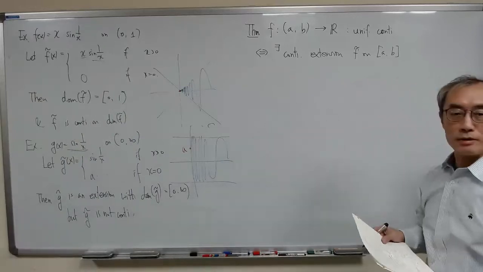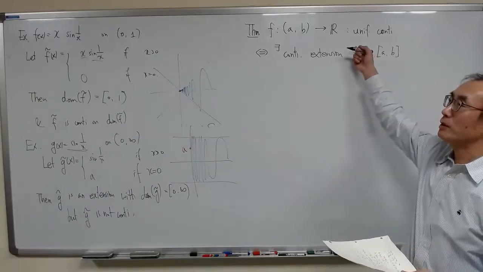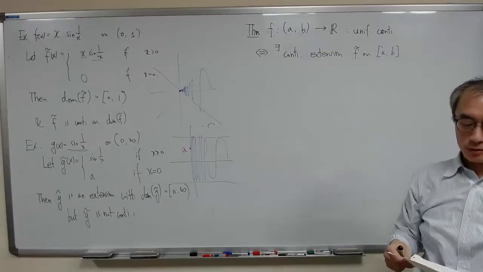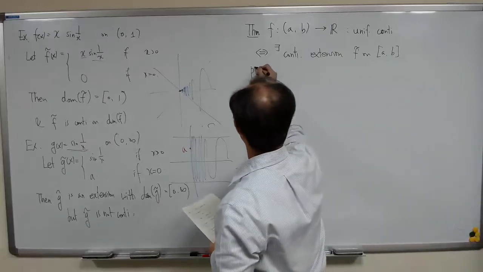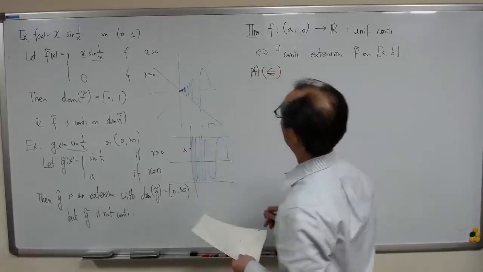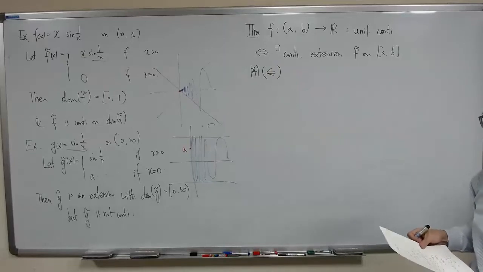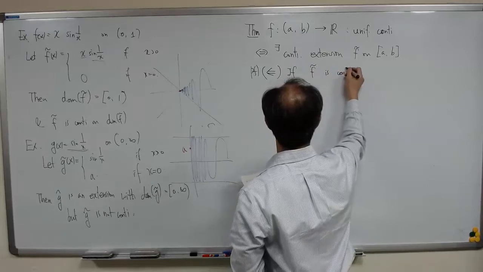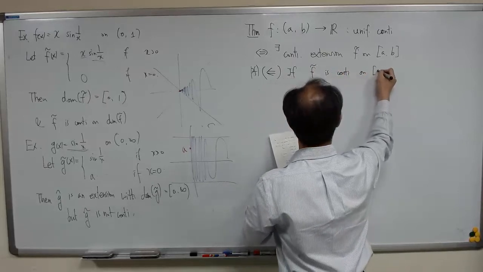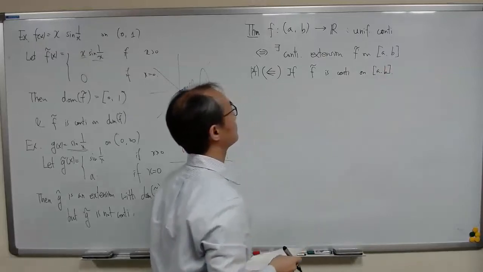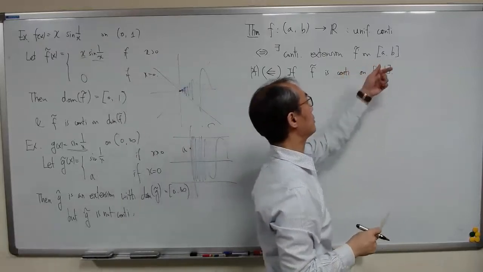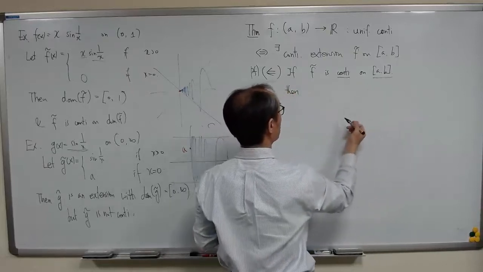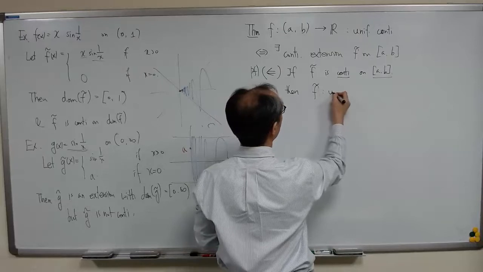So the existence of a continuous extension is equivalent to uniform continuity for a function defined on an open interval. This direction is actually quite trivial. If the extension f tilde is continuous on this interval, then a continuous function on a compact set is automatically uniformly continuous.